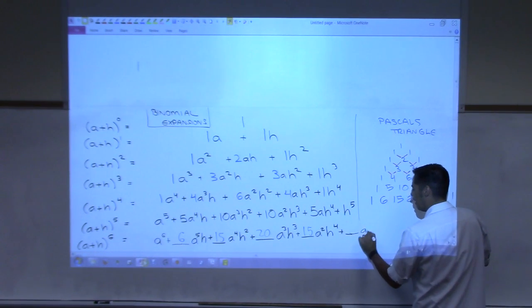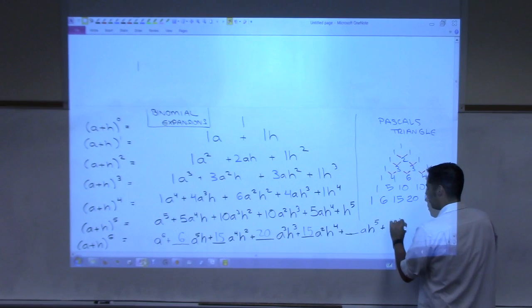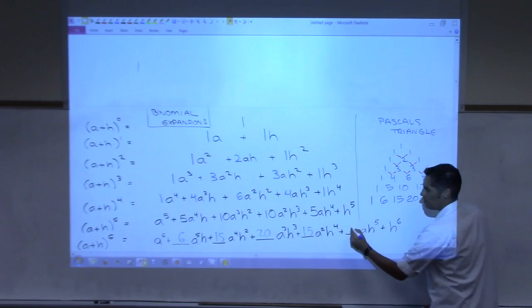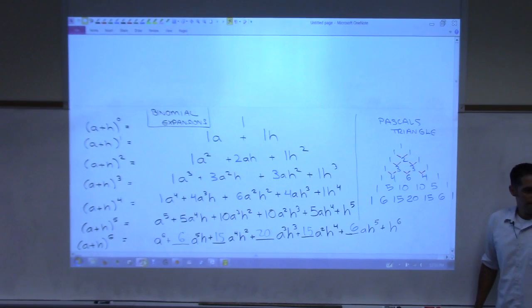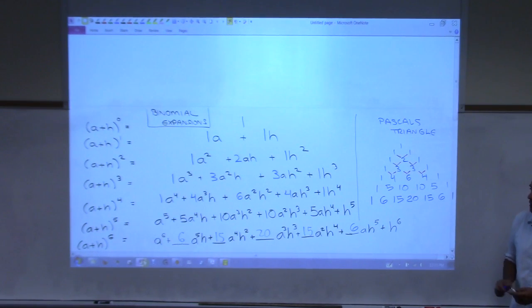This one would have been a to the 5th h, then plus h to the 6th, right? So this one would have been our 6 here, and then the 1. So that's for the coefficients. Those are your coefficients. The exponents are the pattern you saw earlier.